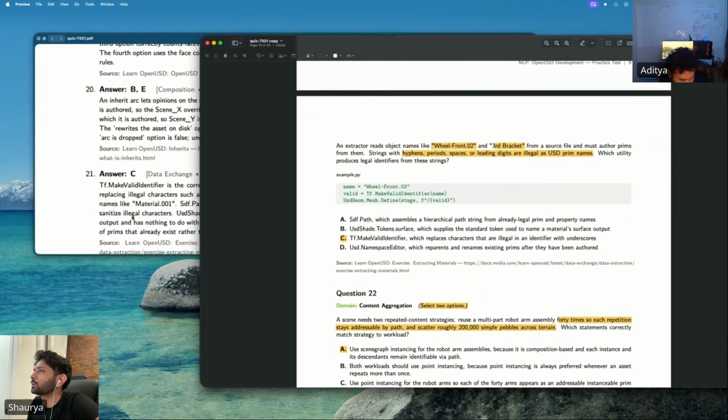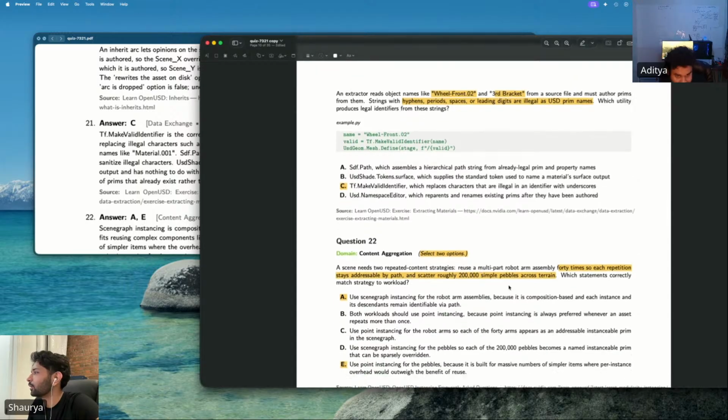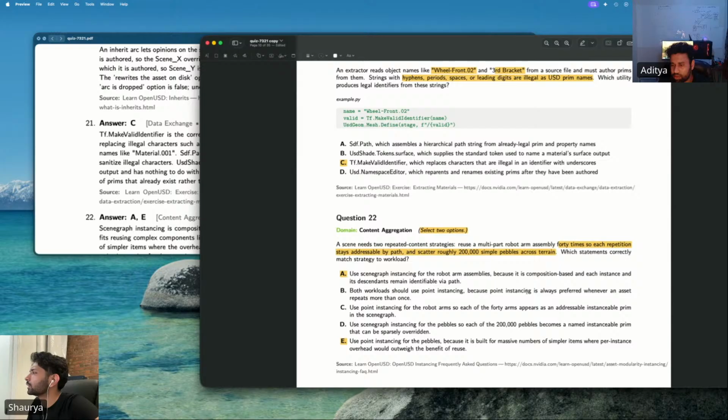22. Let's see, what is 22? A and E. Answer is correct. Wow. A scene needs two repeated content strategies. Reuse a multi-part robot. Yes, scene graph instancing for robot arm assemblies because it is composition based, and each instance and its descendants remain identifiable via path.